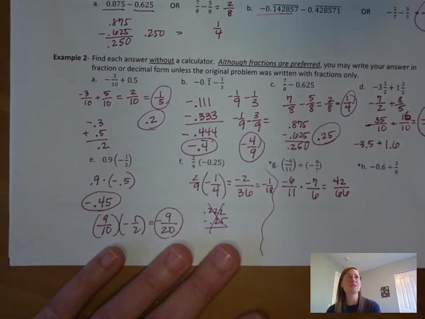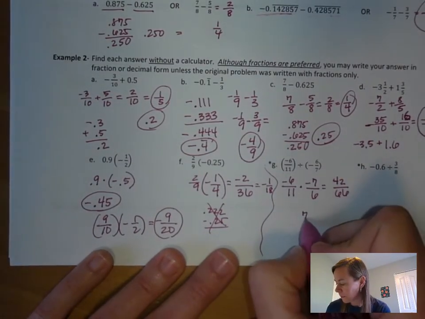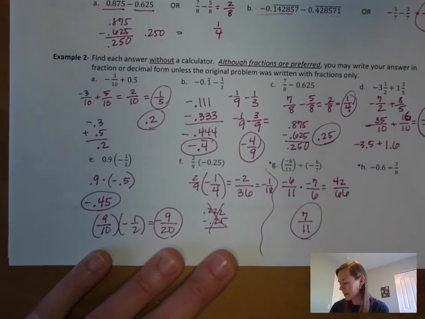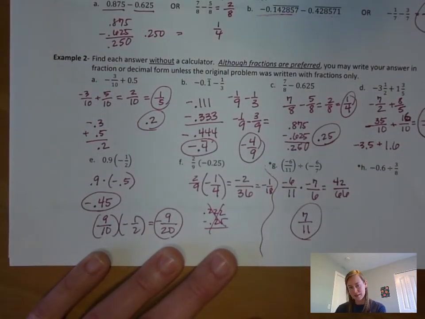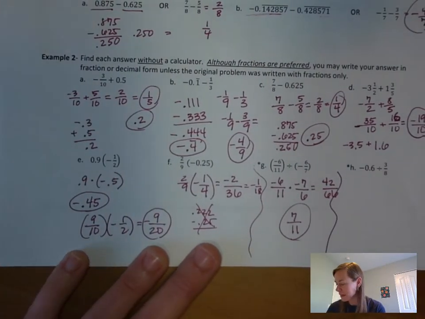So what goes into both of those answers? I'm thinking 6. 6 times 7 is 42, and 6 times 11 is 66. So there we go, fully simplified. That's going to be 7 over 11. And there is one more left. Let's do it. Make ourselves some space here.